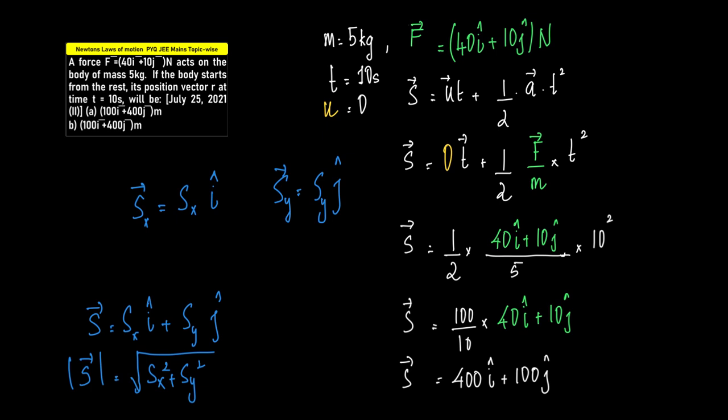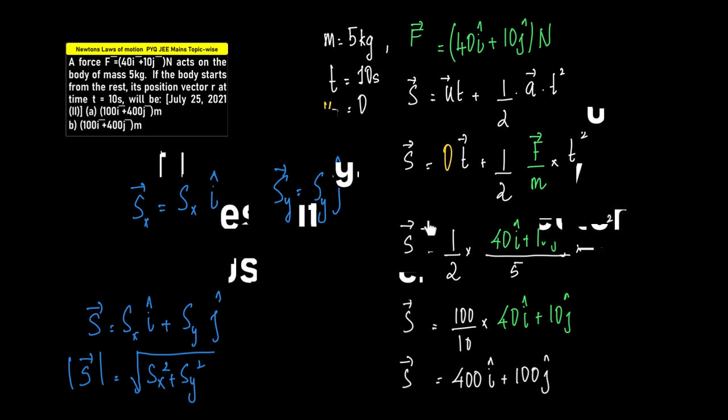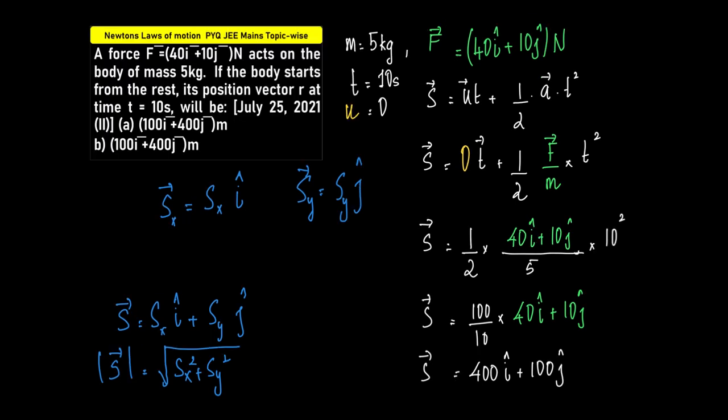A force F is equal to 40i plus 10j acts on a body of mass 5 kg. If the body starts from rest, its position vector r at time t equal to 10 seconds will be, its position vector r. Okay. Very straightforward question based on the application of equations of motion. So we have F is equal to 40i plus 10j. So s is equal to ut plus half at square, all in vector notation. Since this body starts from rest, the initial velocity vector will be equal to 0. So all we have is s is equal to half at square.